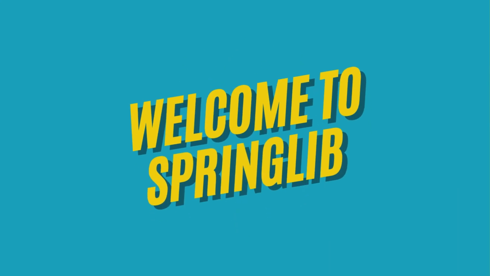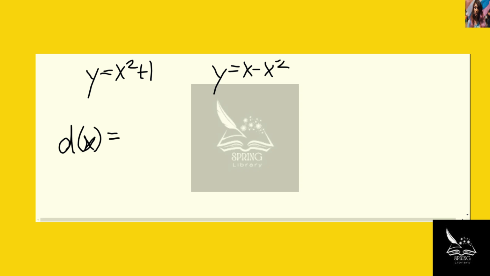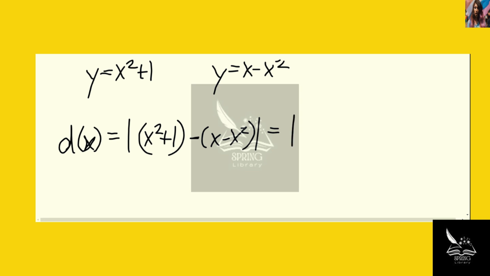Welcome to Spring Lib. We're asked to find the minimum vertical distance between the parabolas y equals x squared plus 1 and y equals x minus x squared. Well, to do this, first notice the vertical distance between these two, d of x. This is the absolute value of x squared plus 1 minus (x minus x squared), which is the absolute value of 2x squared minus x plus 1.